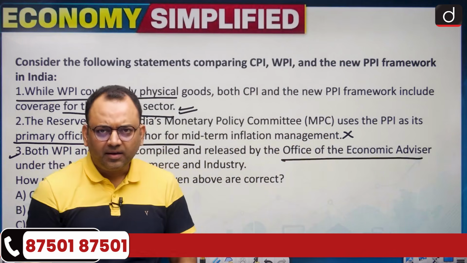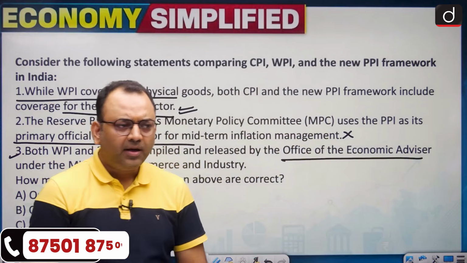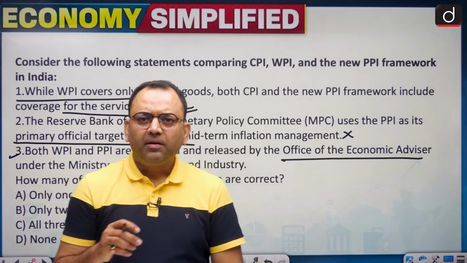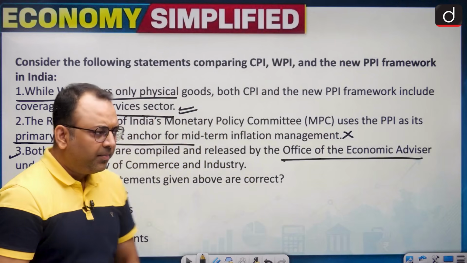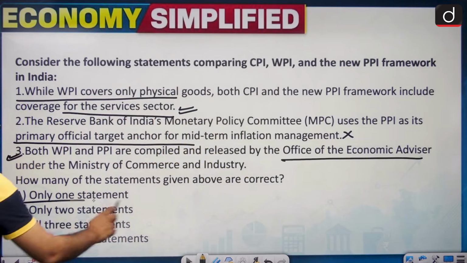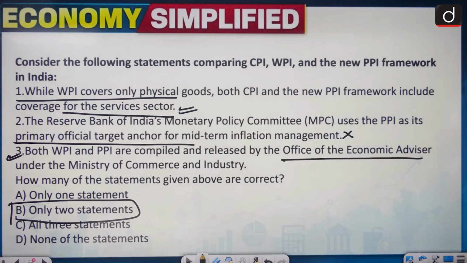This is correct that yes, both will be compiled by the Office of Economic Advisor under the Department for the Promotion of Industry and Internal Trade under the Ministry of Commerce and Industry. So this is a correct statement. So in this case, two statements are correct. Answer is B. Only two are the correct statements.